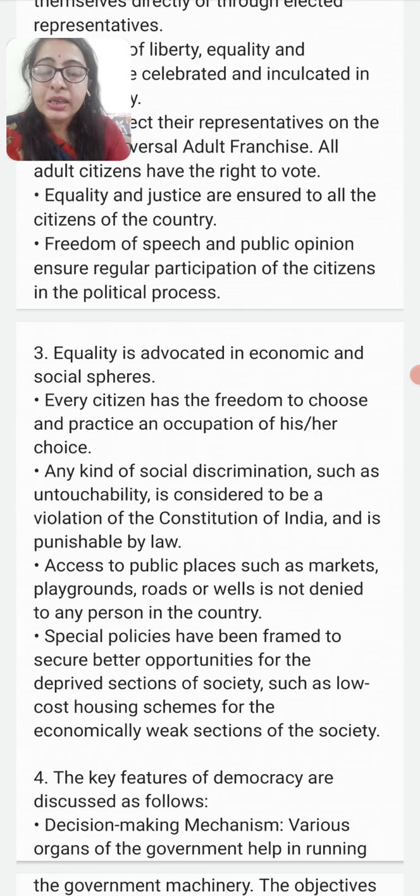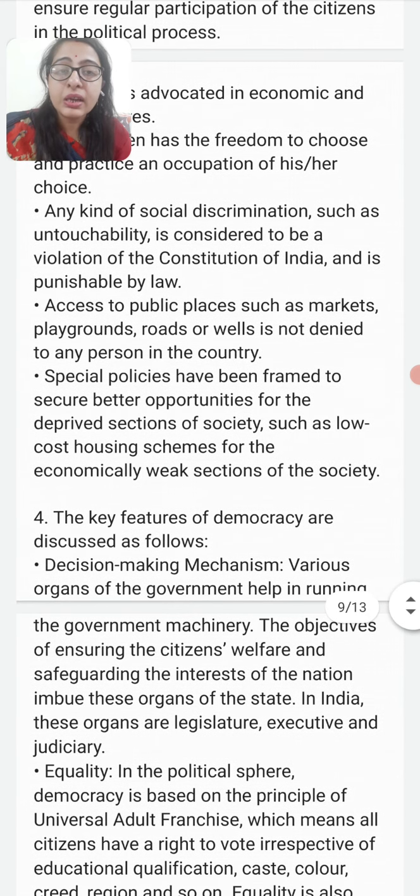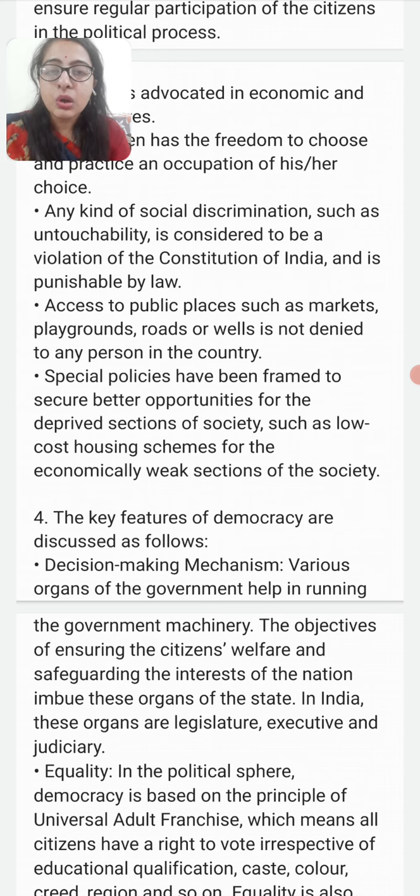Next, access to public places such as markets, playgrounds, roads, or wells is not denied to any person. Any person can go anywhere. It is also a law. Special policies have been framed to secure better opportunities for the deprived sections. For the weak sections, special policies are formed by the government, such as low cost housing schemes for the economically weak sections of society.